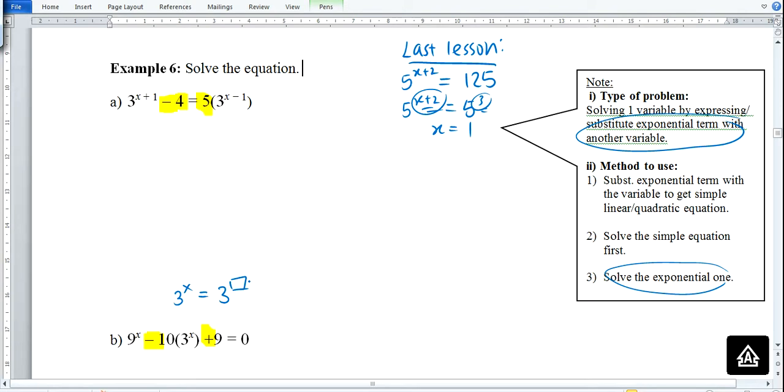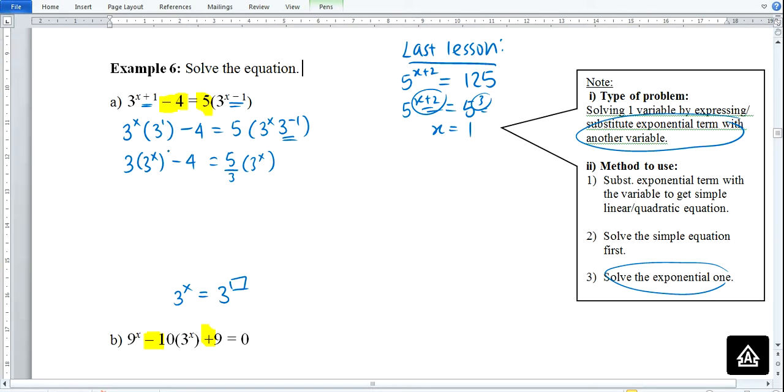But right now, you can clearly see that there are other numbers at the indices, not just x. So the first thing to do is to break up the indices to 3 power x times 3 power 1, minus 4 equal to 5. And there is another here to break up, 3 power x times 3 power negative 1, which is a reciprocal. I can rewrite this as 3 times 3 power x minus 4 equal to 5 over 3 times 3 power x. And what we can see now is that we have 3 power x on both sides.